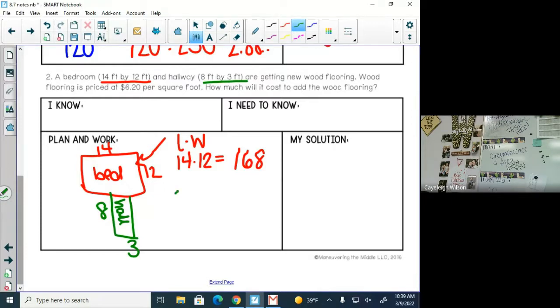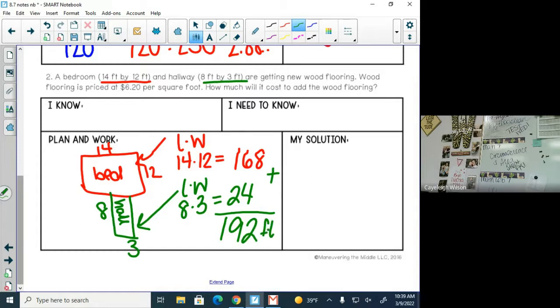All right, then right here, the area of the hallway is length times width again. So 8 times 3 is 24. 24 square feet. All right, so once I found the area of my rectangular bedroom and the area of my rectangular hallway, I'm going to add them together to figure out that I need 192 square feet of flooring. But that's not the answer.